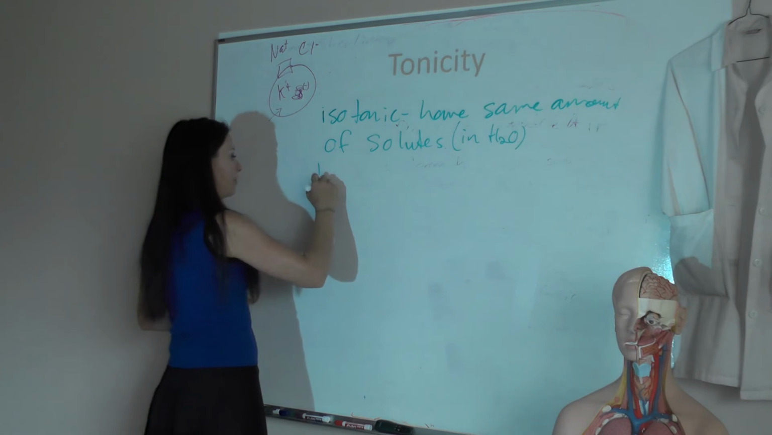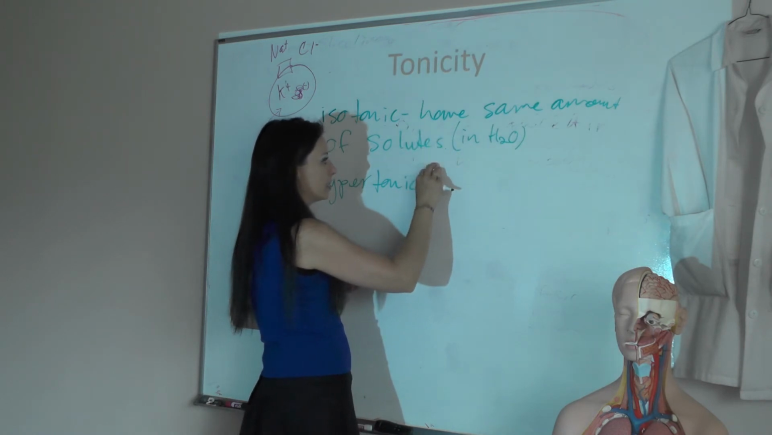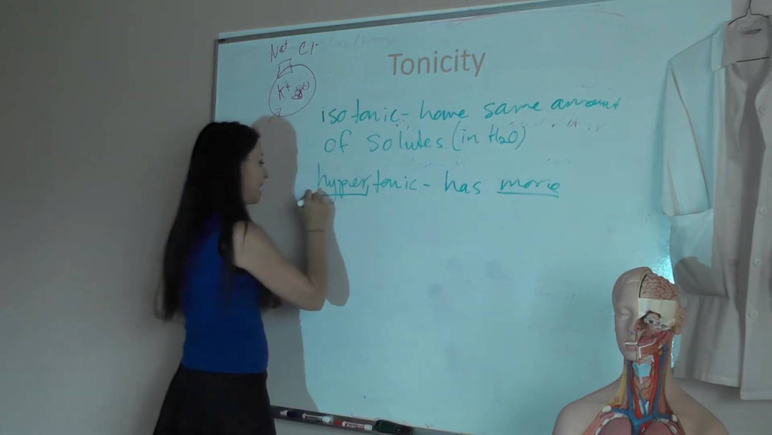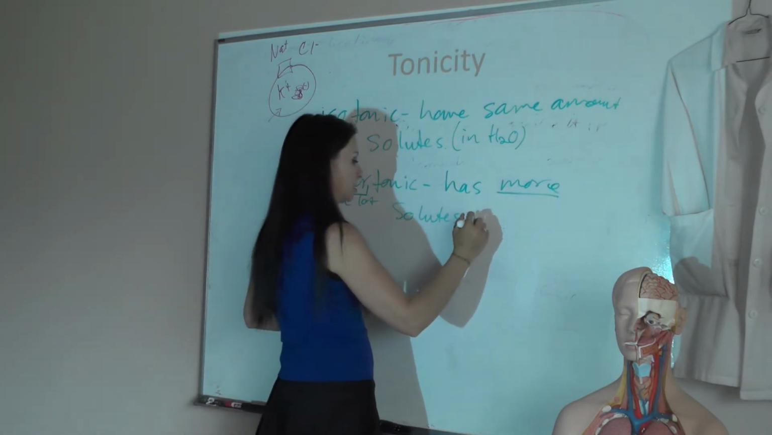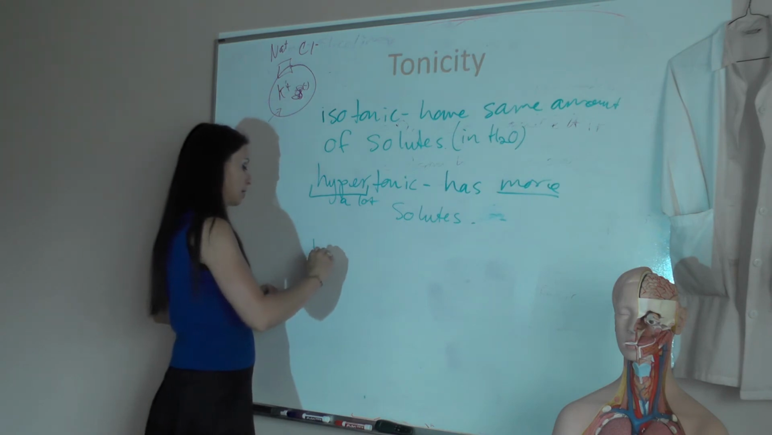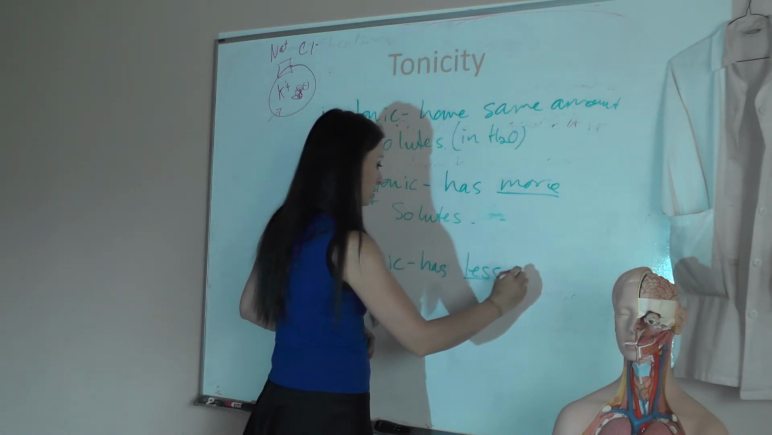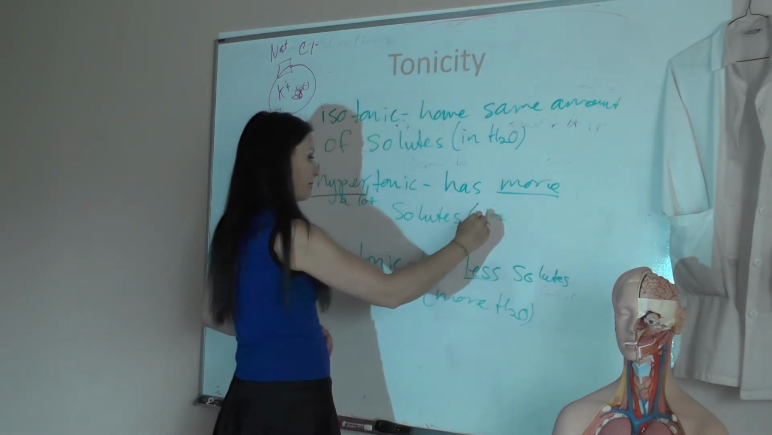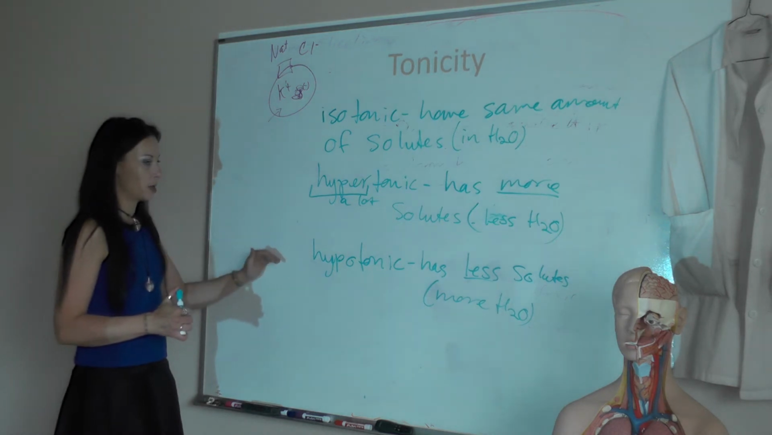All right, substances are hypertonic. A hypertonic substance has more solutes in it than what we're comparing it to. Has more, or a lot, hyper, a lot, has more solutes, and then in a hypotonic solution, it has less solutes, and so we would have more water. Up here we would have less water. Well, what does this mean? Water wants to go from hypotonic to hypertonic.